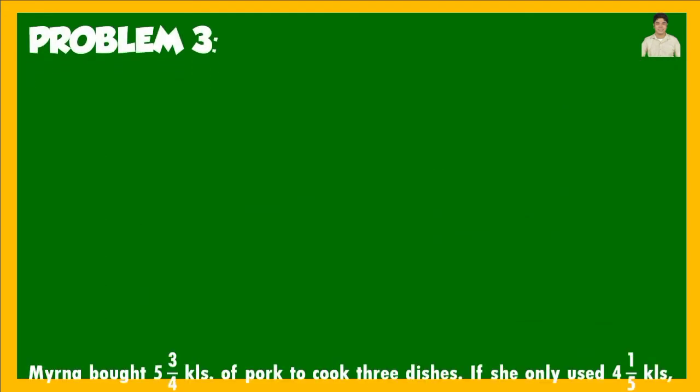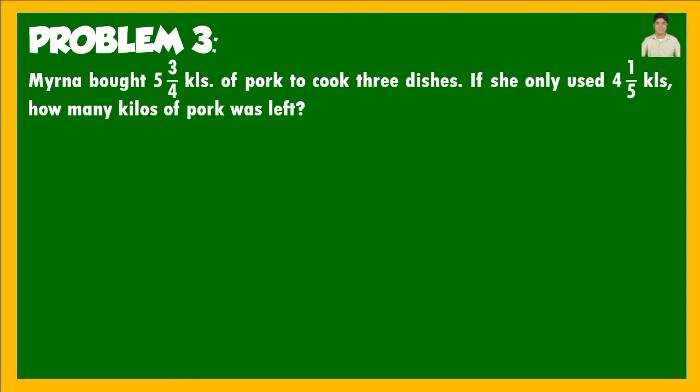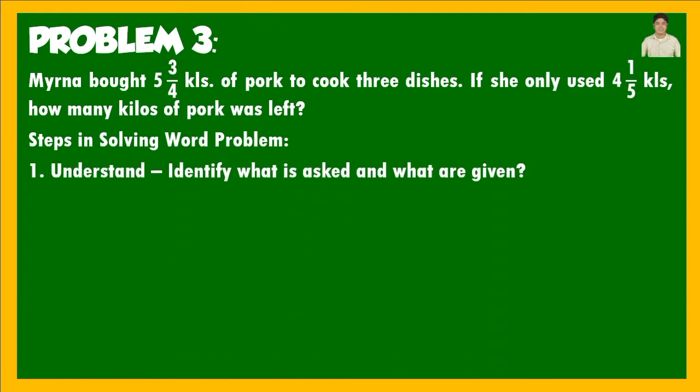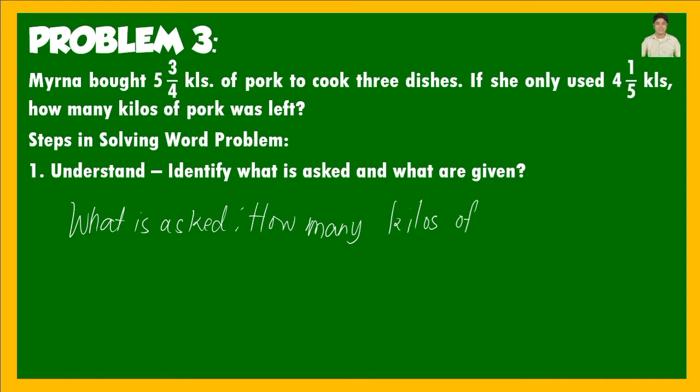Let us have the next problem. Mirna bought 5 and 3/4 kilos of pork to cook 3 dishes. If she only used 4 and 1/5 kilos, how many kilos of pork was left? Si Mirna bumili po siya ng 5 and 3/4 kilos ng baboy, ng karne, para lutuin yung tatlong ulam. Kaya lang, ang nagamit lang is 4 and 1/5. Ang tinatanong ng ating problem, how many kilos of pork was left? Siyempre, may natira. Yung what is asked natin, yun na mismo: how many kilos of pork was left?